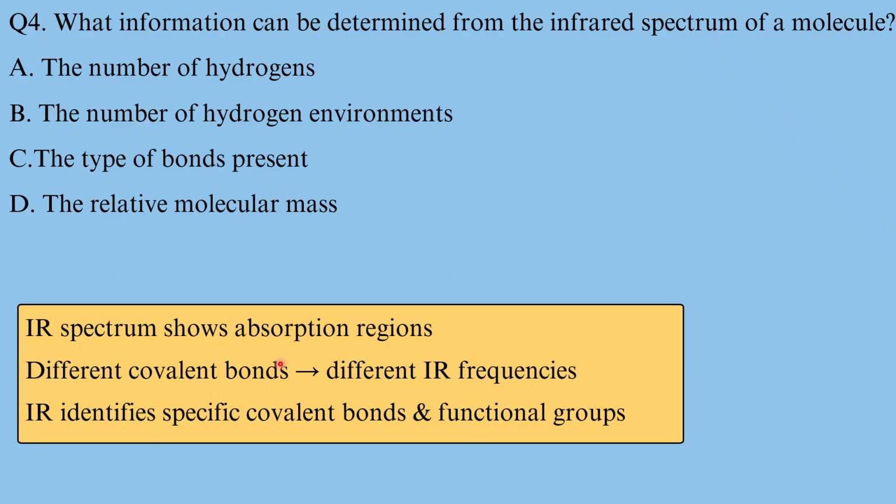When we talk about the IR spectrum, it is nothing but the absorption region, okay? And it shows absorption of different types of covalent bonds. So it completely shows the different types of bonding present in the given molecule. In conclusion, we can determine the different types of covalent bonds and different functional groups using the IR spectrum. So it is clear that we cannot determine the number of hydrogens, we cannot determine the number of hydrogen environments, we can determine the type of bonding present, and we cannot determine the relative molecular mass using the IR spectrum. So it is clear from the explanation that the correct option is C.